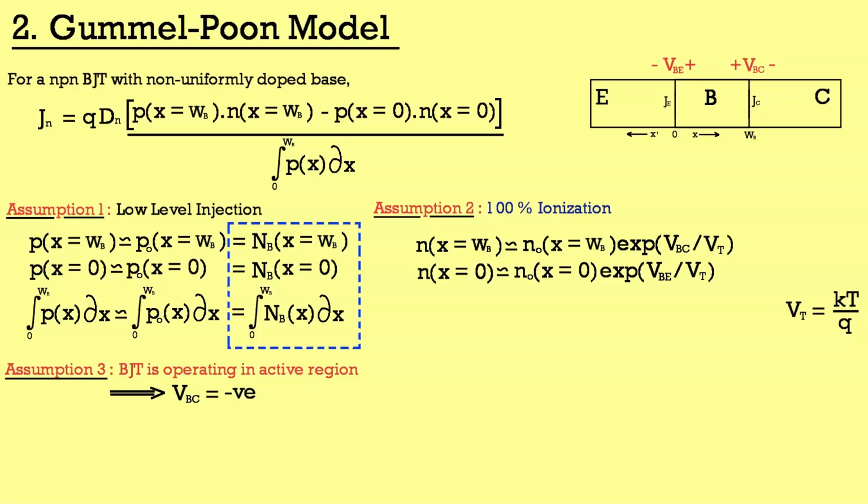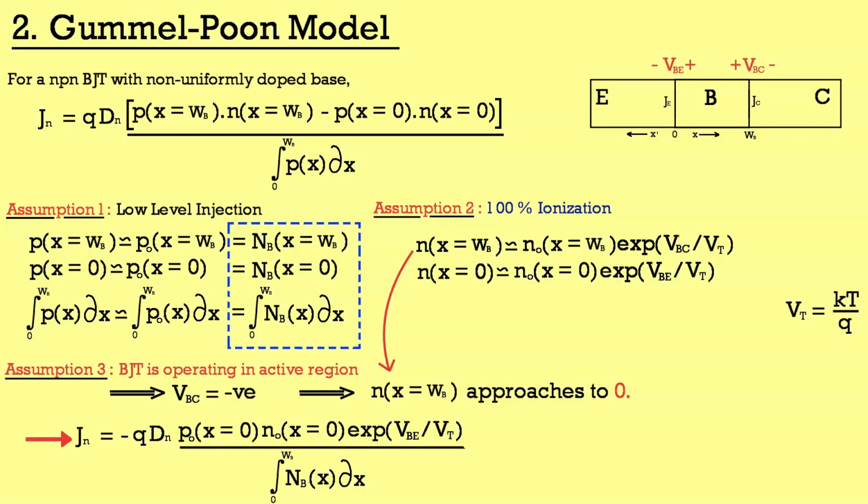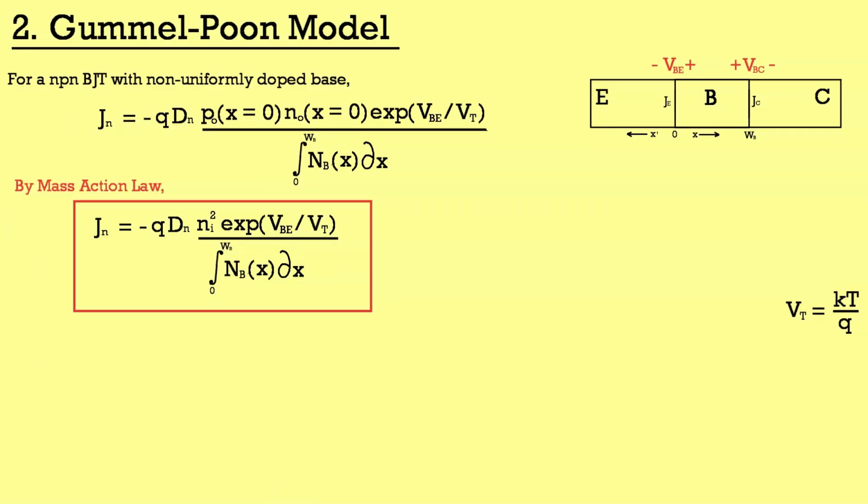Therefore, the voltage across base to collector will be negative, which will lead to the value of free electron concentration at the collector junction approaching 0. After applying all the assumptions and the approximated values in the expression, we will get this expression for free electron current density in the base. By mass action law, we also know thermal equilibrium free electron concentration multiplied by thermal equilibrium hole concentration is equal to square of intrinsic carrier concentration. Therefore, our final expression will come out like this.